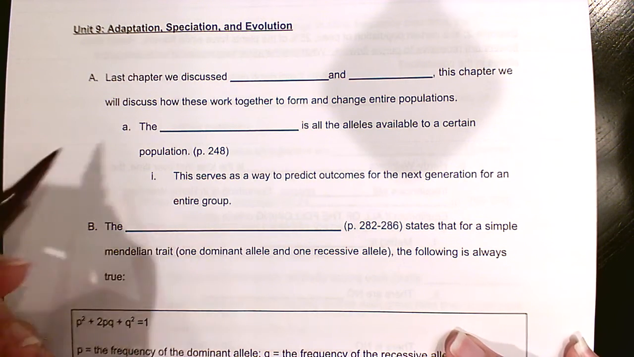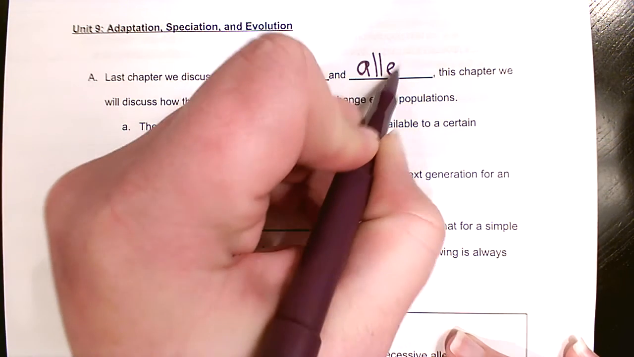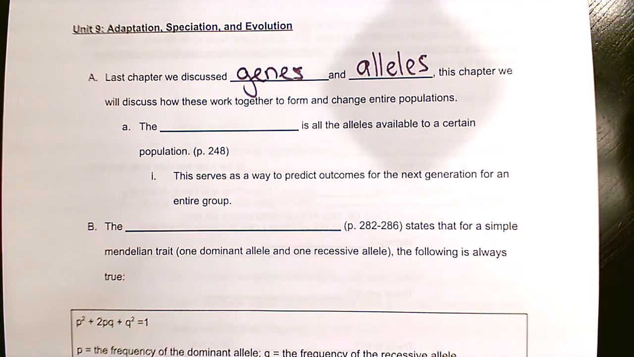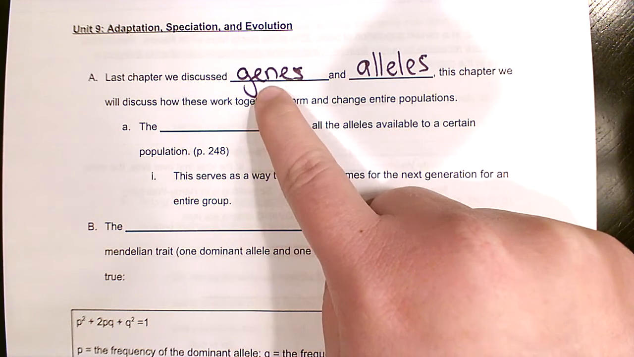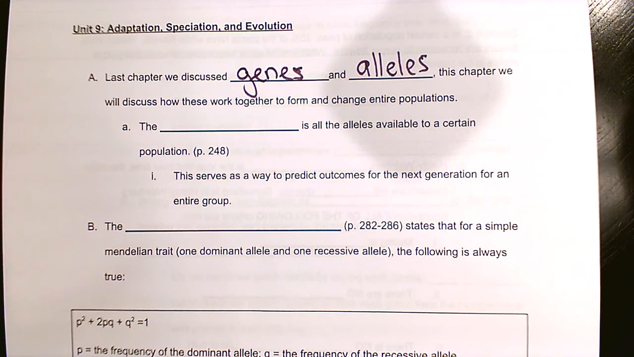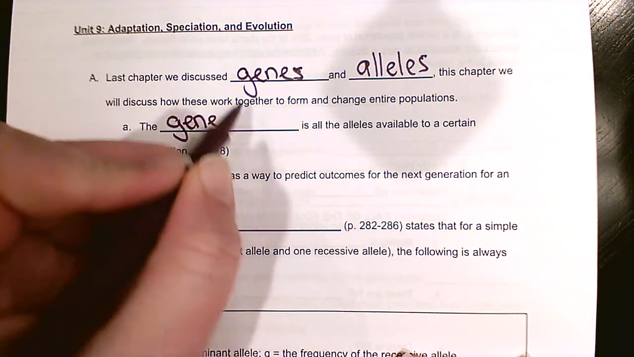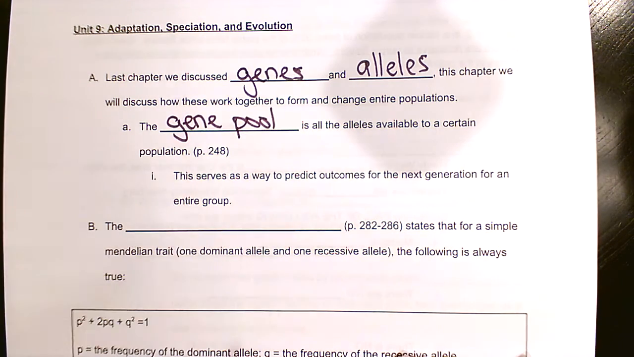So last chapter was all about genes and alleles. And there's a reason these chapters follow that, because the understanding of how DNA and genes and alleles determine traits is really essential to an understanding of how evolution works. Okay, so one thing we haven't really talked about before is this concept of a gene pool.